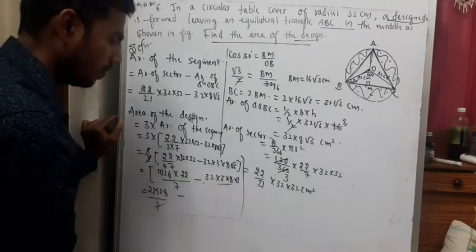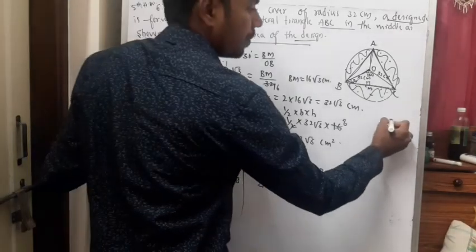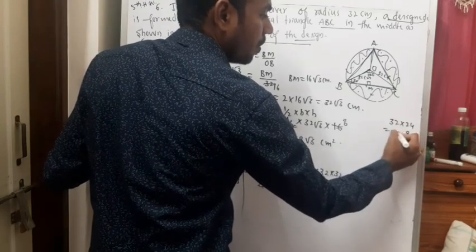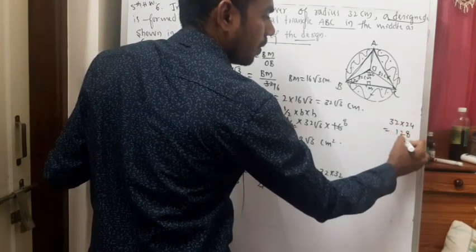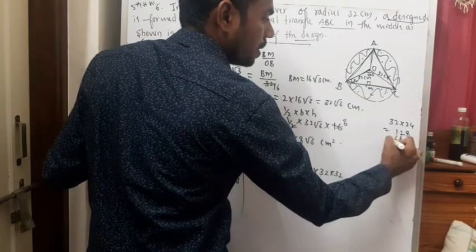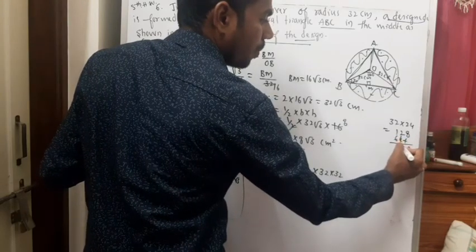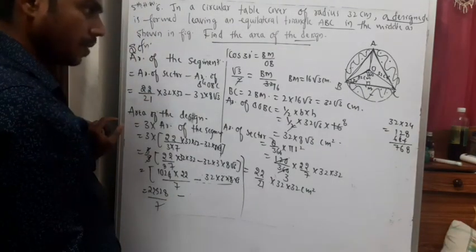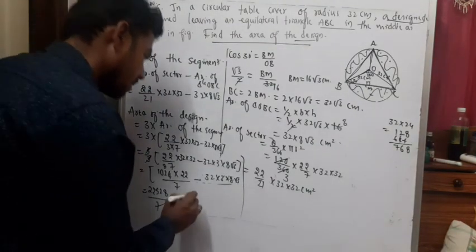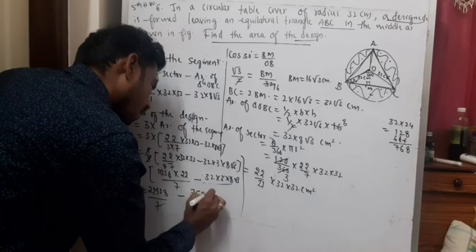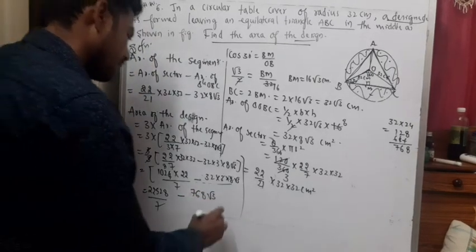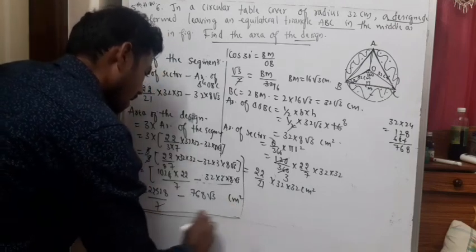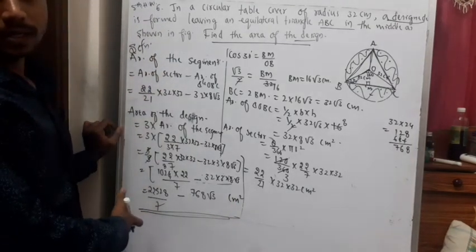3 8s are 24, so 32 into 24. 4 2s are 8. 4 3s are 12. 2 2s are 4. 2 3s are 6. 8. 2 plus 4, 6, 7. So 768 root 3 centimeter square. This is the area of the design. So please note this down.